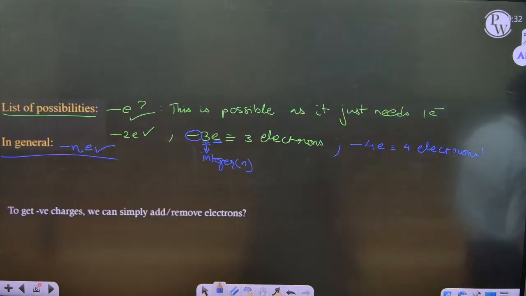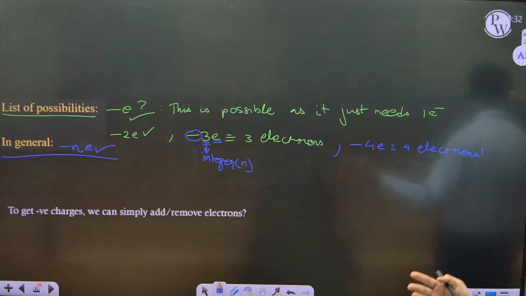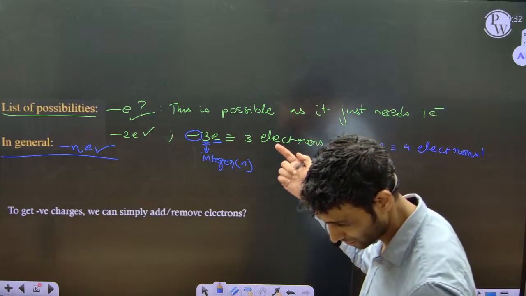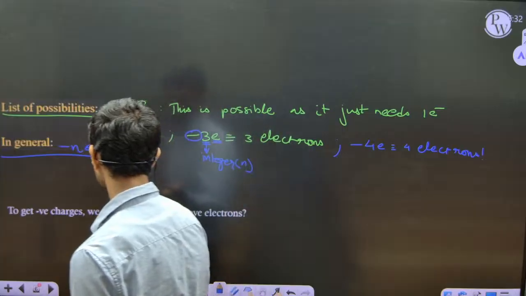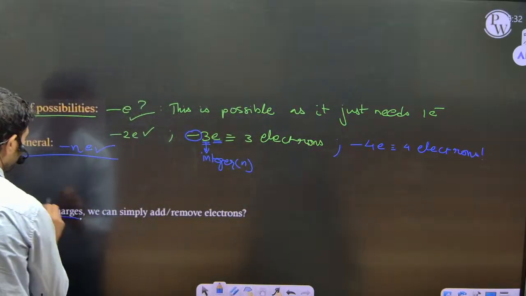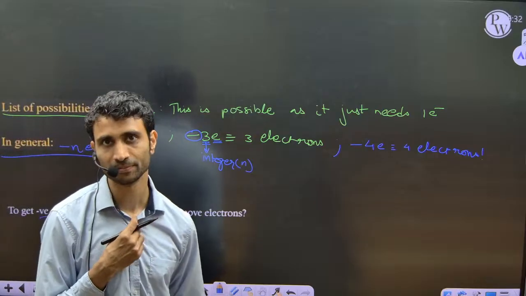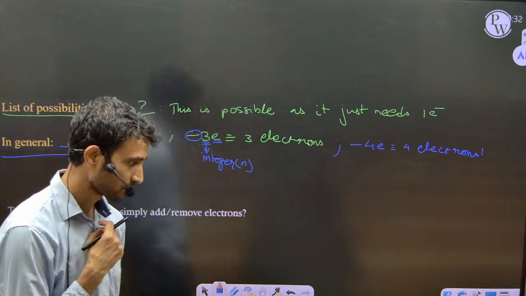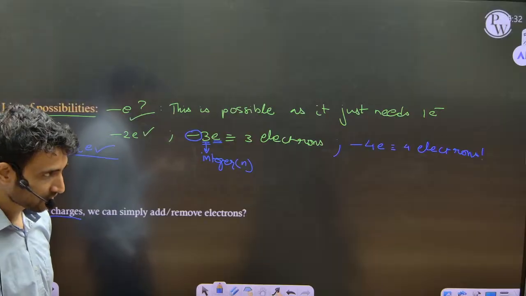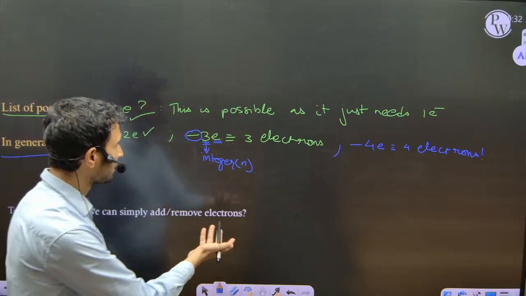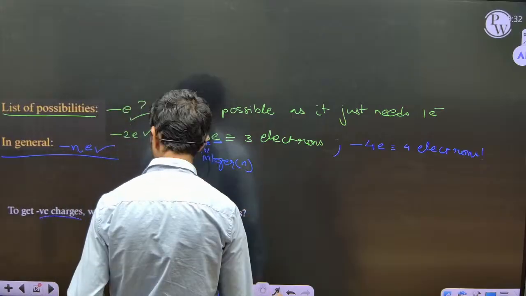And how are we getting these negative charges, kids? You have seen that all my examples are about negative charges. So what are we doing to get negative charges? Are we adding electrons or removing electrons? What are we essentially doing? How do you get negative charge? You have to remove electrons or you give electrons. Let's say there's an object.